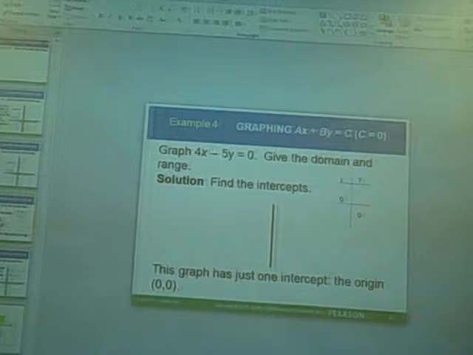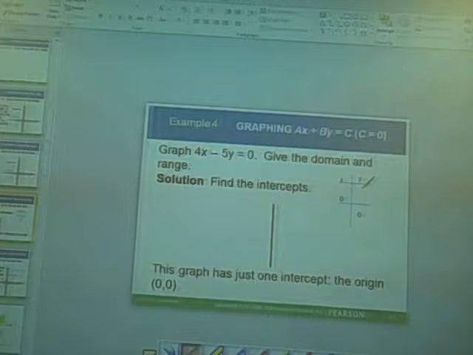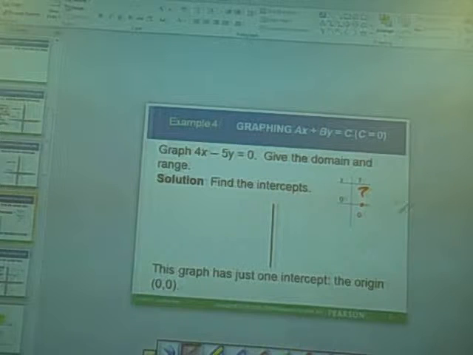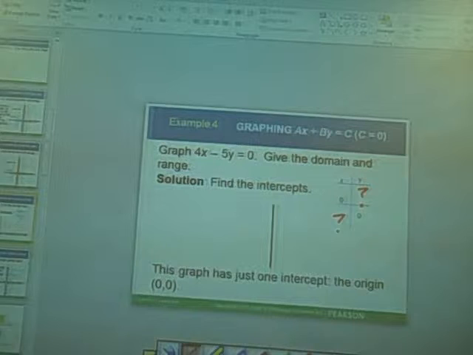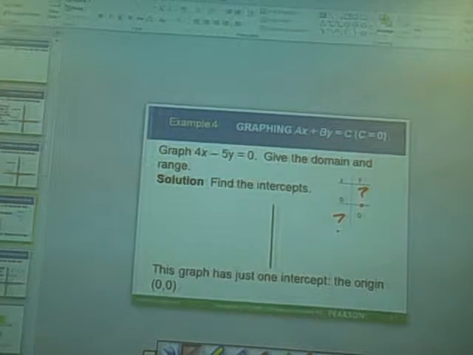Here we want to graph. You want to find the intercepts. So we're going to use the xy intercept method to find our intercepts. You're going to substitute 0 for x and solve for y, and then substitute 0 for y and solve for x. All right, so go ahead and try this. Find the intercepts to this line: 4x minus 5y equals 0.